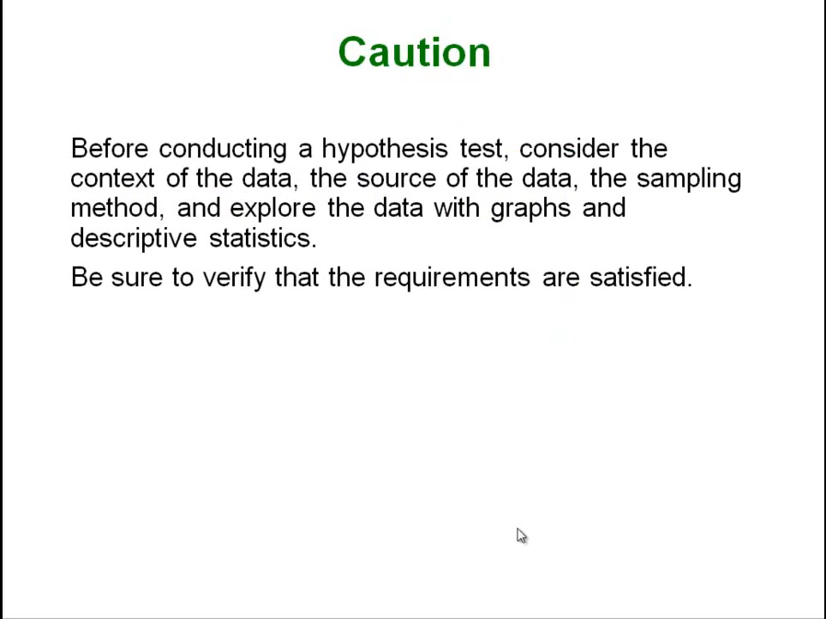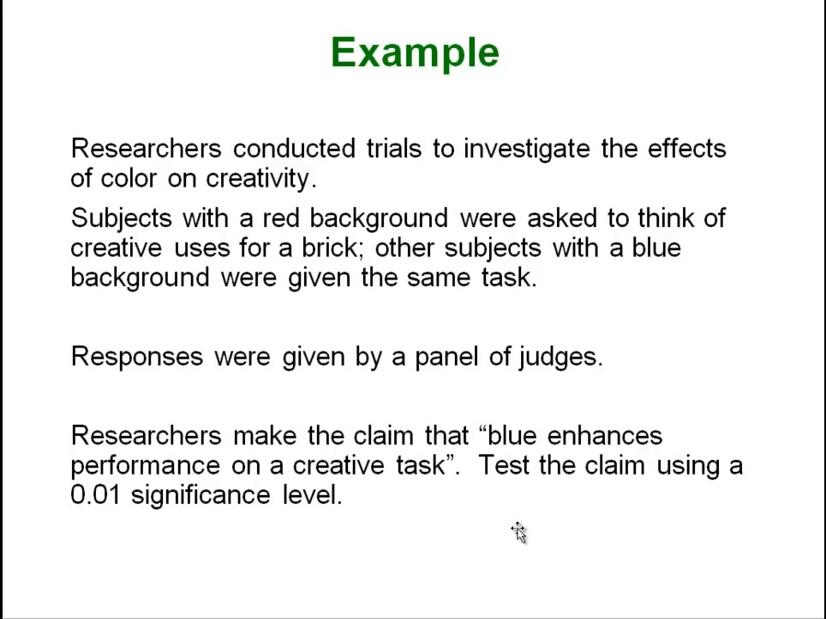Now, before conducting a hypothesis test, we always have to consider the context of the data, the source of the data, the sampling method, all those types of things. We should do some basic descriptive statistics and display our stuff just to verify that all the requirements are satisfied. Here's a simple example. So some researchers conducted trials to investigate the effects of color on creativity. Subjects with a red background were asked to think of creative uses for a brick, while another group of subjects were given the same task, but they had a blue background around them.